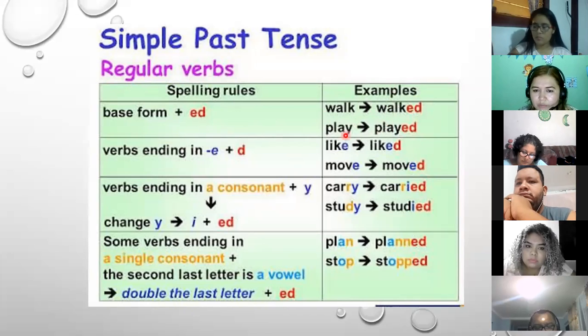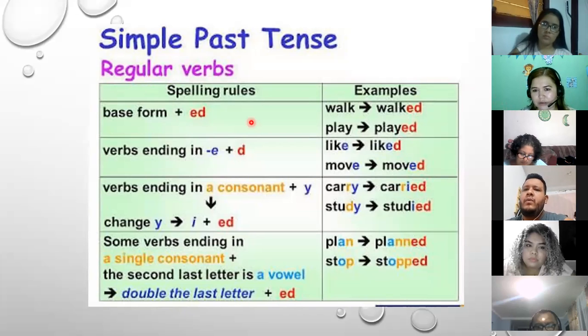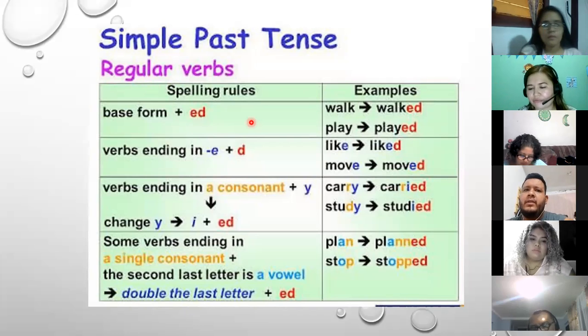We have an example right here, the verb walk. Okay, walk, that would be walked in the past. Play, played. Okay, so this will be in the past. So we add ed at the end, and now the verb is in the past. Okay, I can say I played soccer yesterday with my friends. So that's a sentence using the simple past.